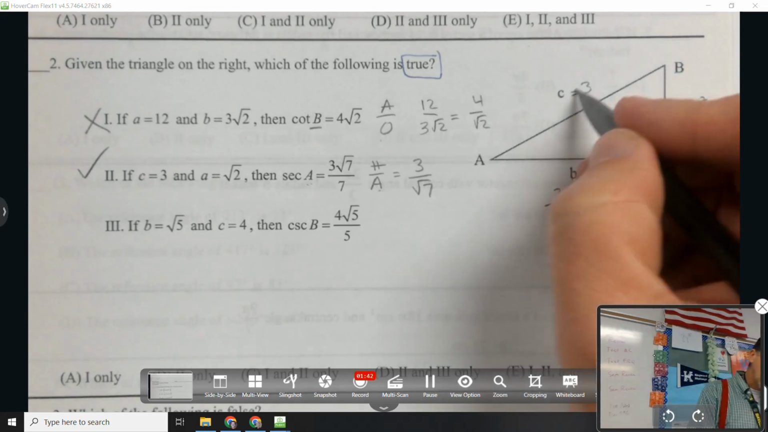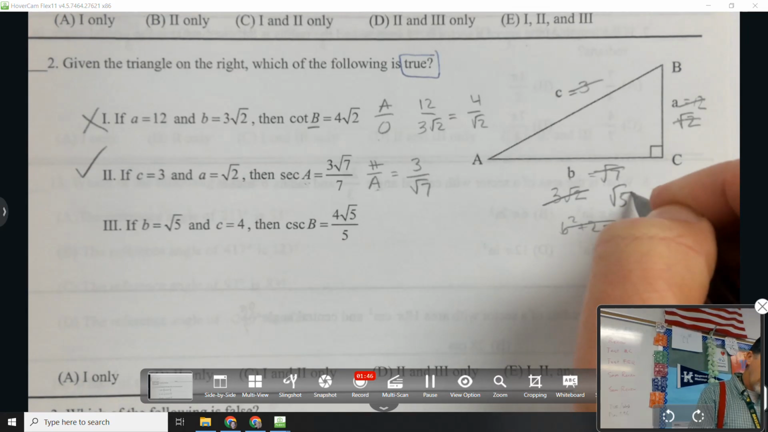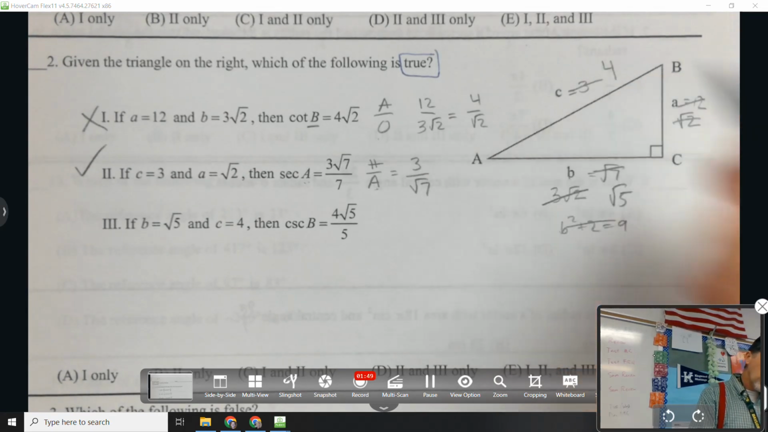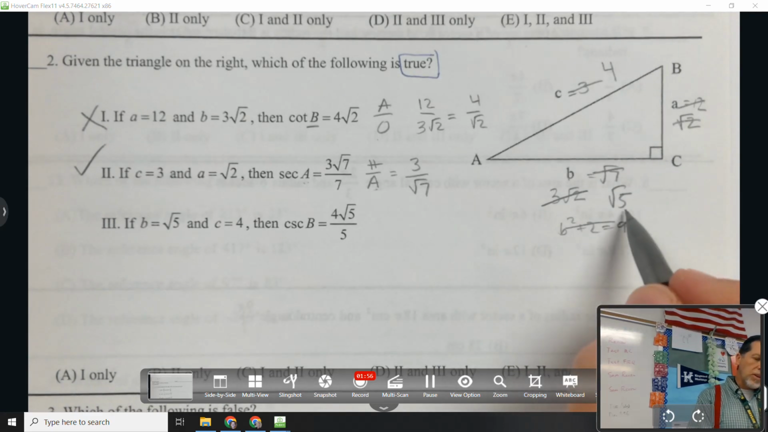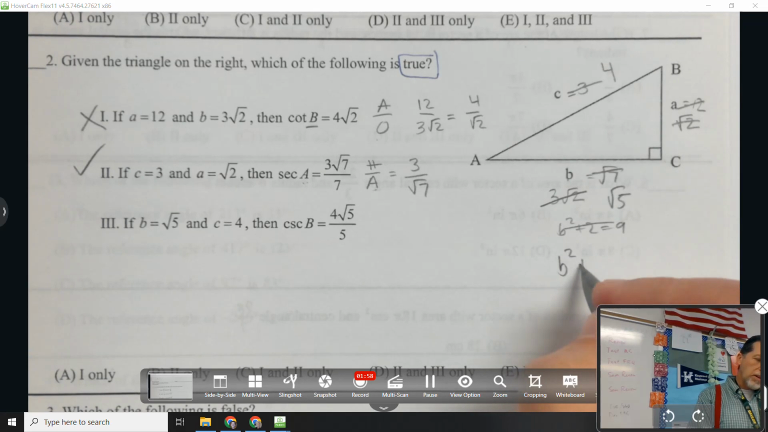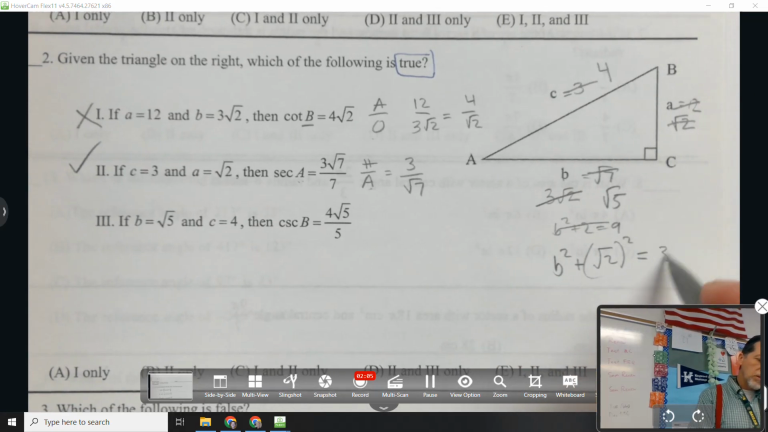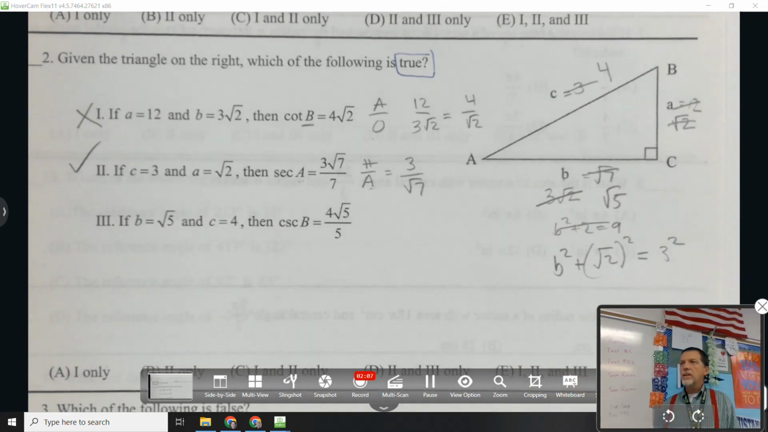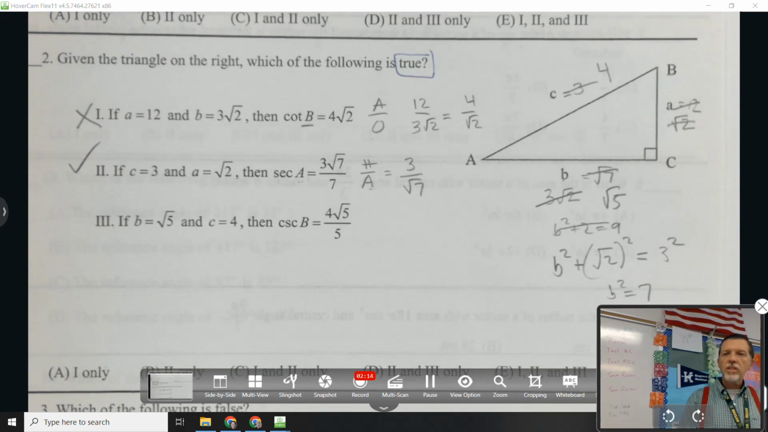And then lastly, if B equals the square root of 5 and C equals 4, where the square root 7 came from? Yes. B squared plus this side, square root of 2 squared, equals 3 squared. A squared plus B squared equals C squared. So 9 minus 2 is 7. So B is the square root of 7.